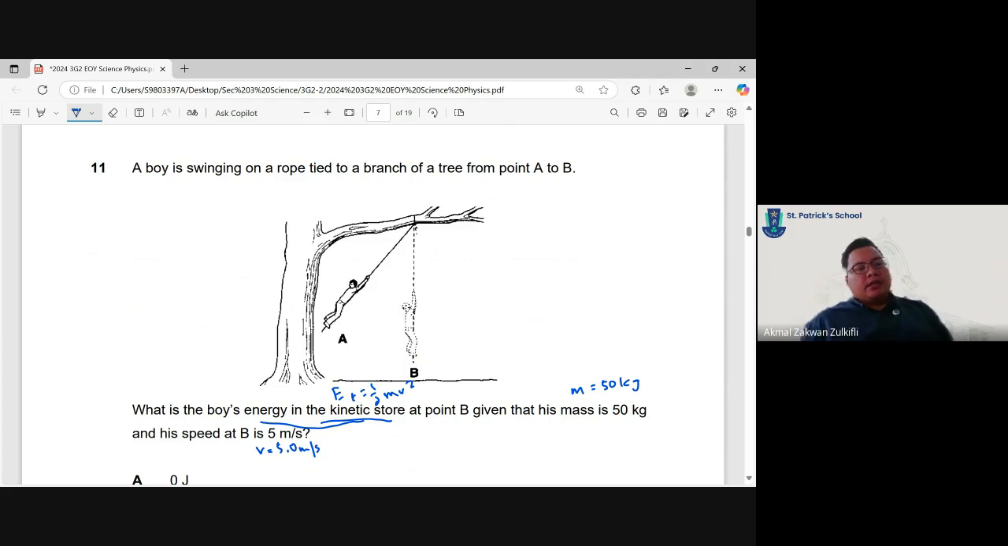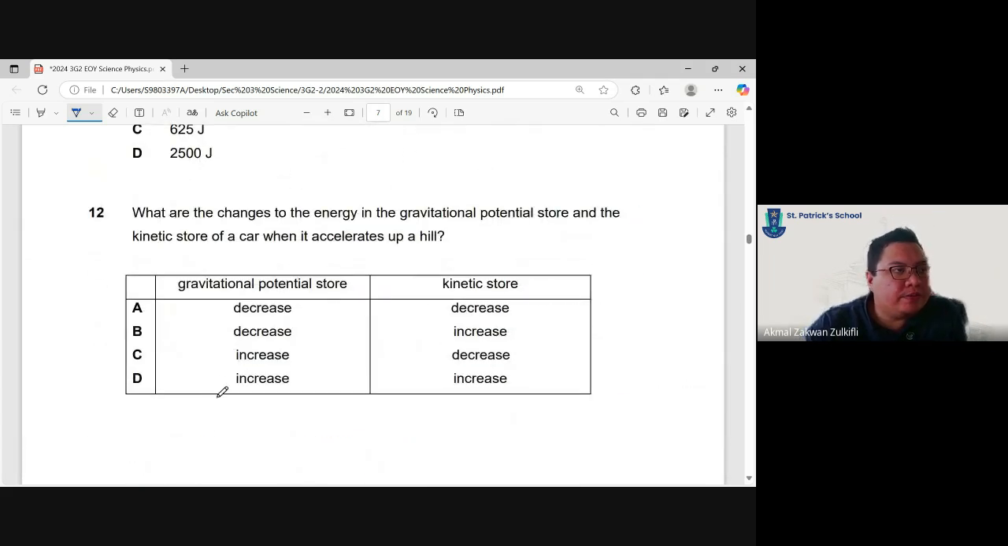Okay, so energy in the kinetic store equals half mv squared. You have m, you have v. It's just simple application of the formulas. Question 11 done. Question 12.